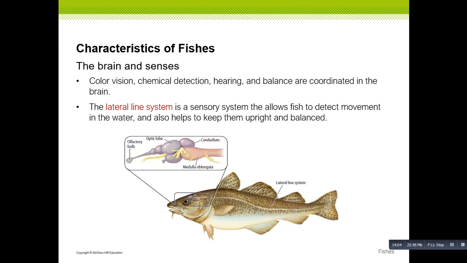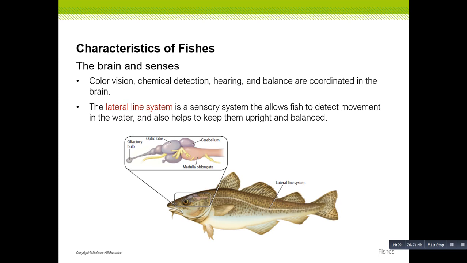We're also going to start to see a more complicated brain in our vertebrates here. Notice that our fish have an olfactory bulb, which is used for chemical detection. We have our optic lobe, which is used for vision. We have a cerebellum, and we have a medulla oblongata.